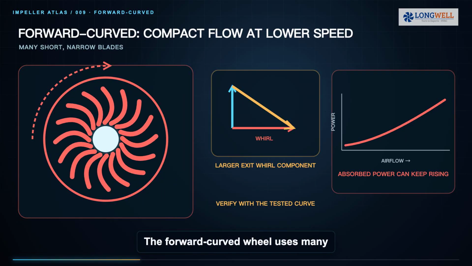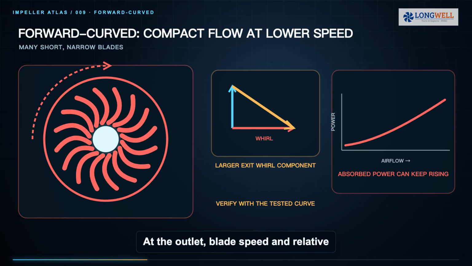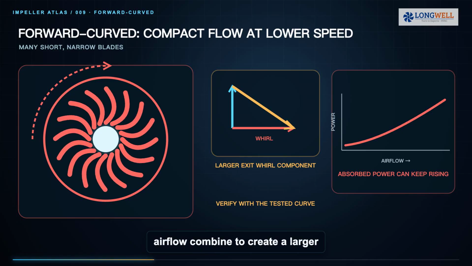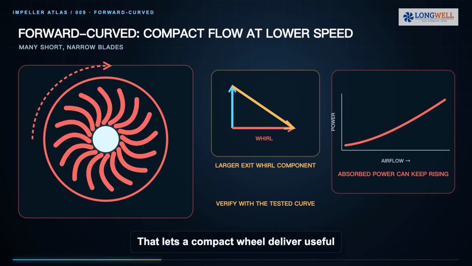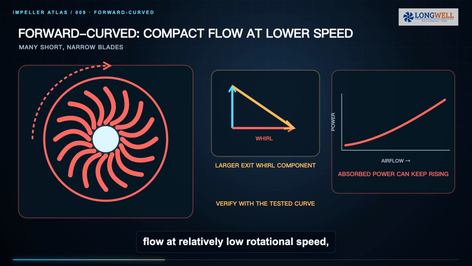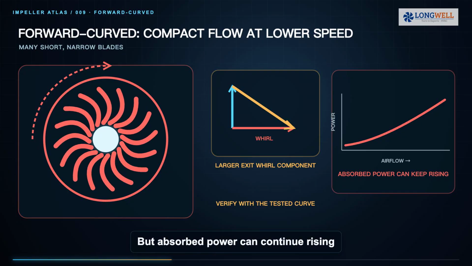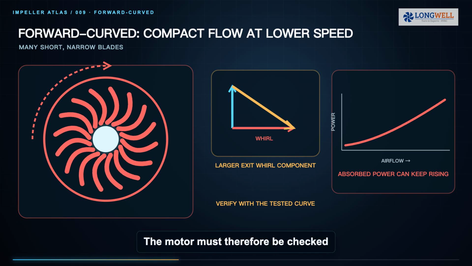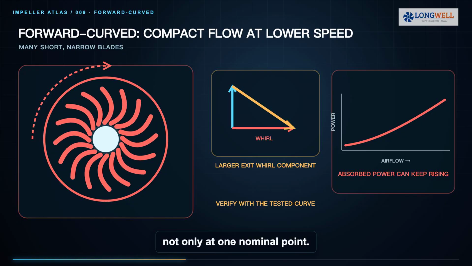The forward curved wheel uses many short, narrow blades. At the outlet, blade speed and relative airflow combine to create a larger tangential velocity component. That lets a compact wheel deliver useful flow at relatively low rotational speed, especially inside a scroll housing. But absorbed power can continue rising as airflow moves to the right of the curve. The motor must therefore be checked across the expected operating range, not only at one nominal point.